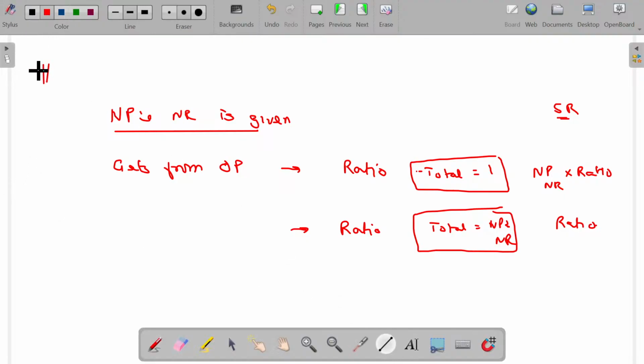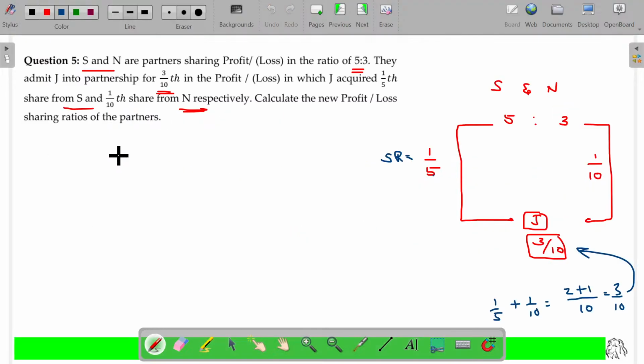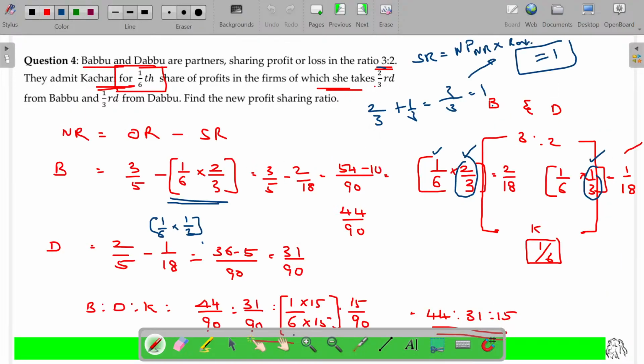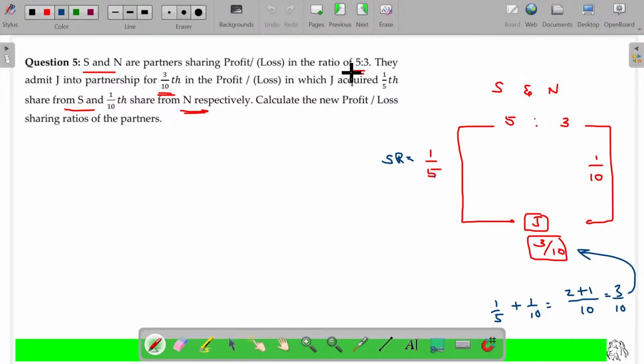This is the summary. What we have done? This one, gets from old partners. In this case, 2/3 and 1/3, if I sum these two ratios it is equal to 1. Then the sacrificing ratio is equal to the new partner's new ratio multiplied with such ratio. In the second illustration, 1/5 and 1/10 is given. If you add up these two, this is equal to the new partner's ratio. 1/10 plus 1/5 is equal to 3/10, which is equal to the new partner's ratio. In that case, the given ratio itself is the sacrificing ratio.